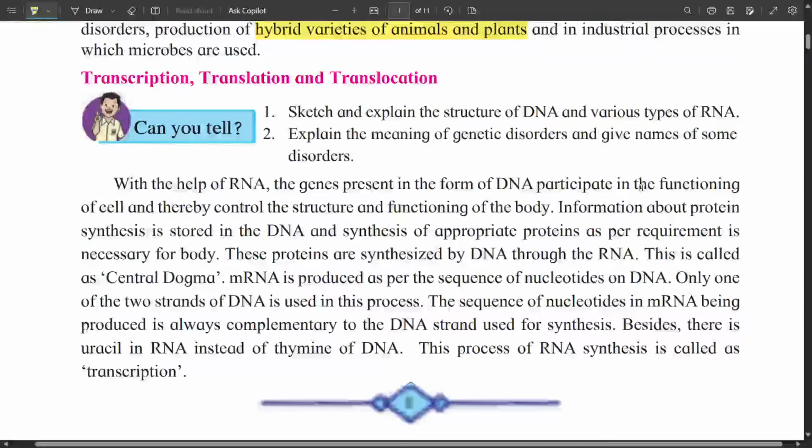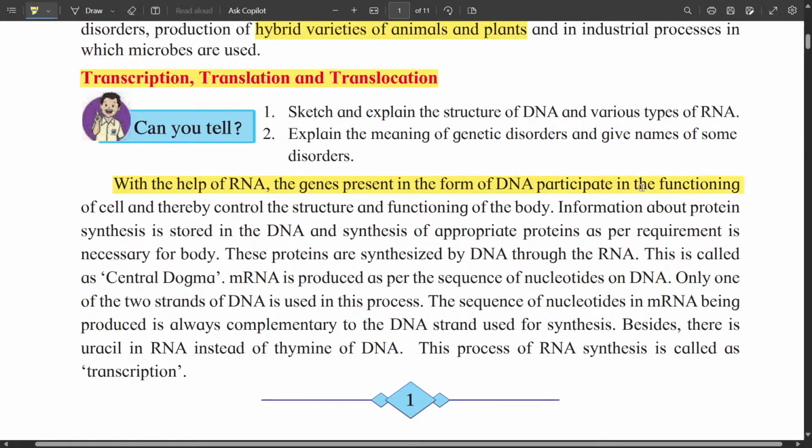The basis of the expression of the characters in the living organism is transcription, translation and translocation. These are the three main processes taking place in all living things. With the help of RNA, DNA participates in the functioning of the cell.